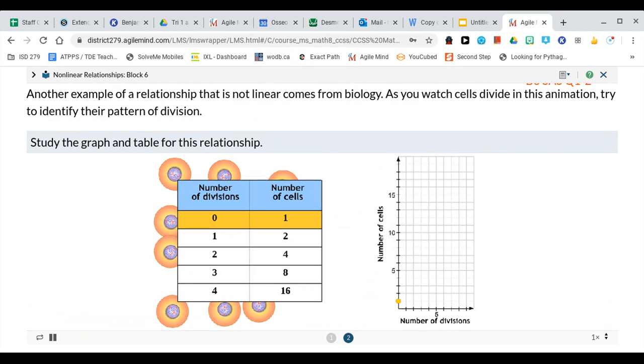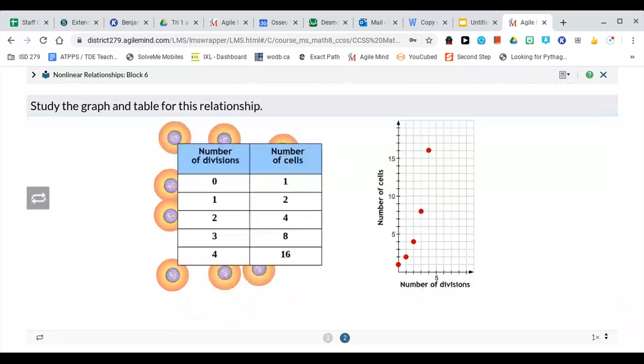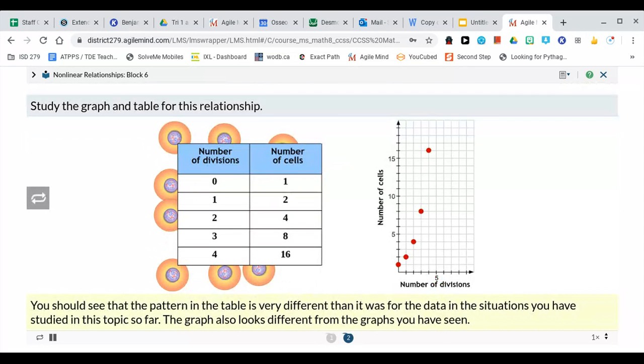So we're going to study the graph and the table of this relationship. Watch the graph and see what it does. When we make this graph, it's not a straight line. This graph has a curve to it. It's going up. What we should see is that the pattern in the table is very different than it was for the data in the situations we've studied in this topic so far. The graph also looks different than the graphs you have seen. So this graph is going up with a curve.